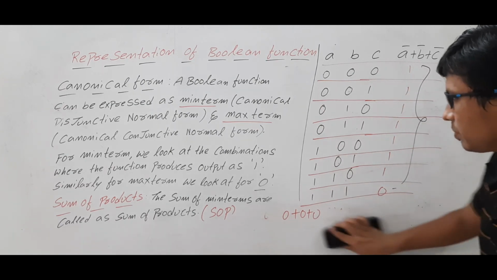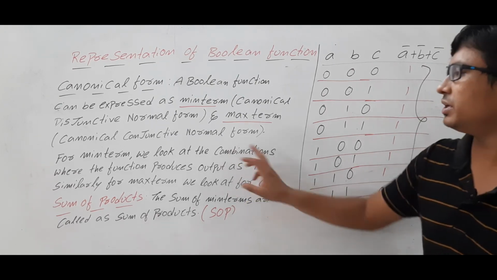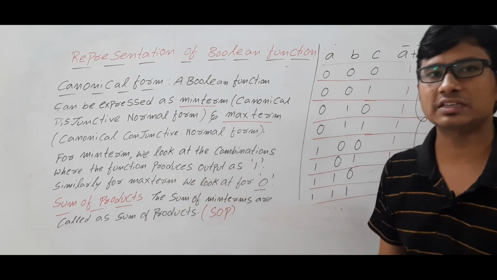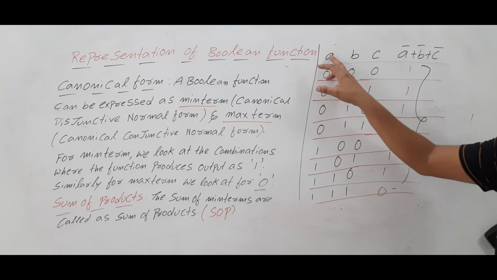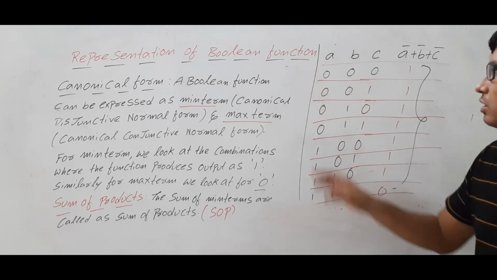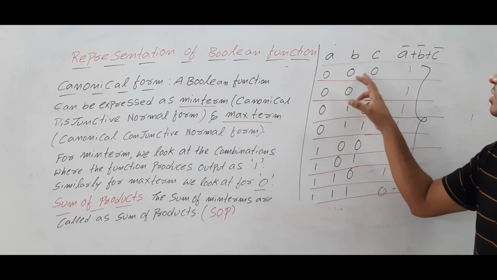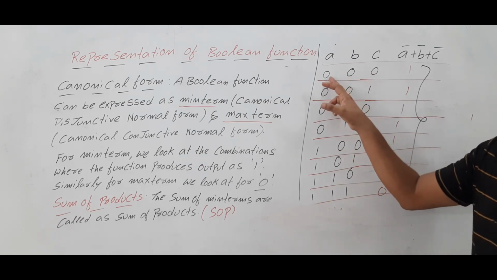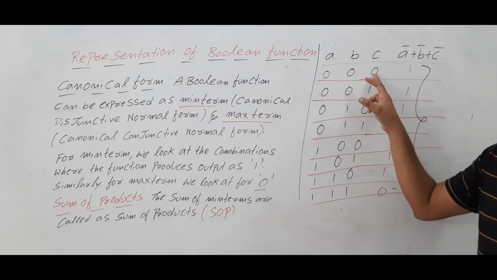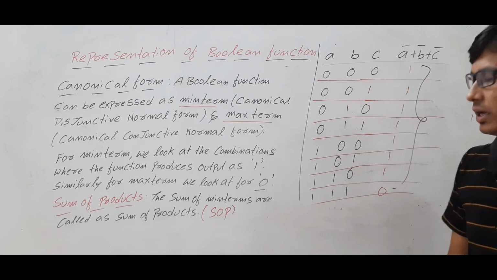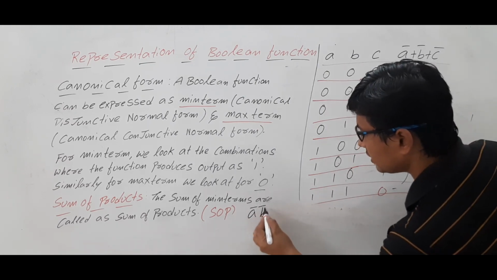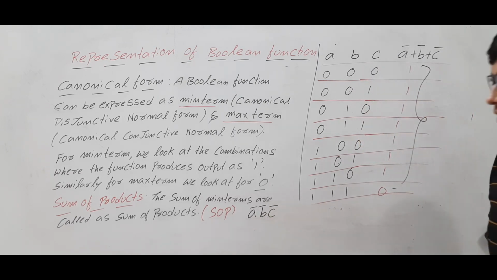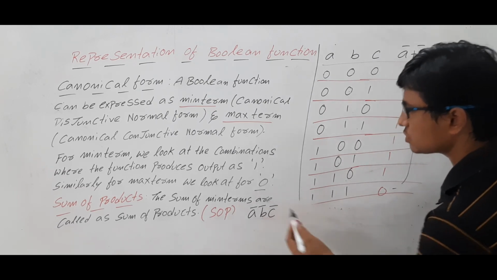Now what is a min term? For min term, we look at the combinations where the function produces output as 1. So these are all my min terms. So how to represent a min term? Take the A, B, C. What are the values for which it produces 1? 0, 0, 0. So when A value is 0, B value is 0, C value is 0, it produces the output as 1. So you can write it as A complement, B complement, C complement. Are you able to understand? For this value, this function has produced the output as 1. Okay, this is one min term.